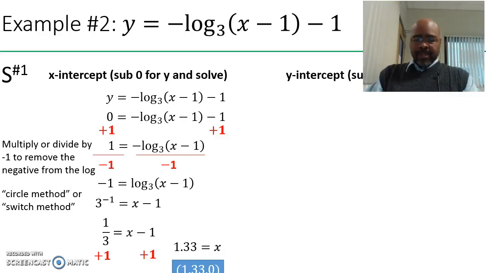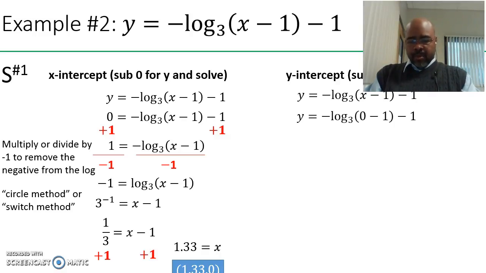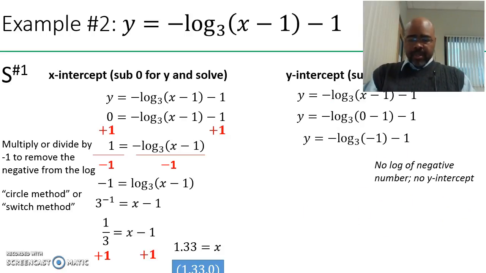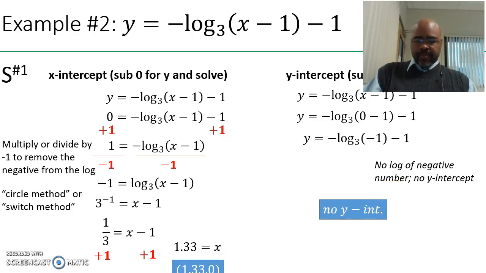So now we're going to substitute for our y-intercept. Same principle, we're going to substitute in 0 for x right here. And so now we have negative log base 3 of negative 1. And since there's no log of a negative number, there's no y-intercept. A lot of times you're going to get that. If you look right here and your x is negative, you have a negative number inside the log, so you can look at that as a dead giveaway.